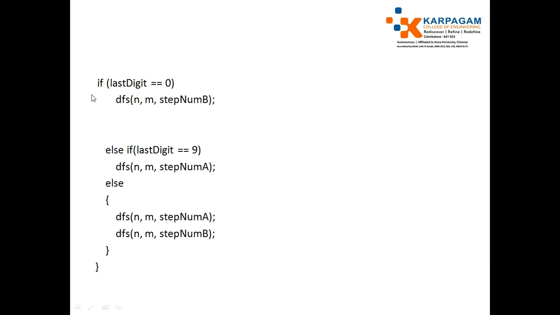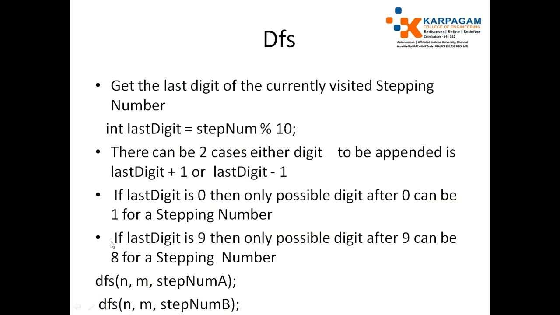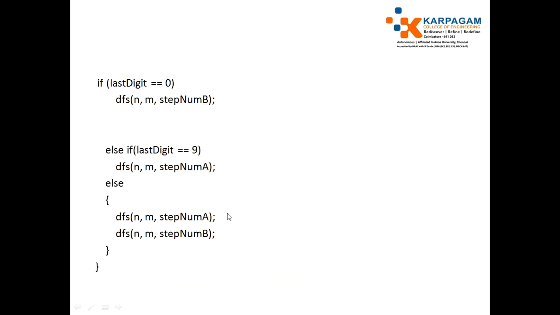And of course the trivial cases, if last digit is 0, you simply call recursively with respect to num b, or if the last digit is equal to 9, as you know that, you can call it your step num a. What I am trying to explain here is, if the last digit is 0, then the only possible digit after 0 can be 1 for a stepping number. Similarly, if the last digit is 9, then the only possible digit after 9 can be 8. So that has been implemented as code here.